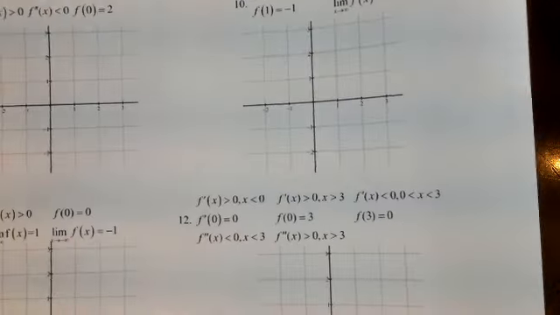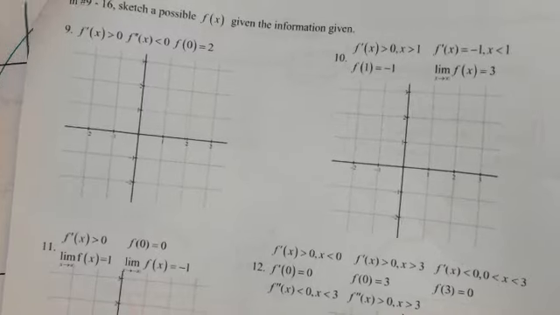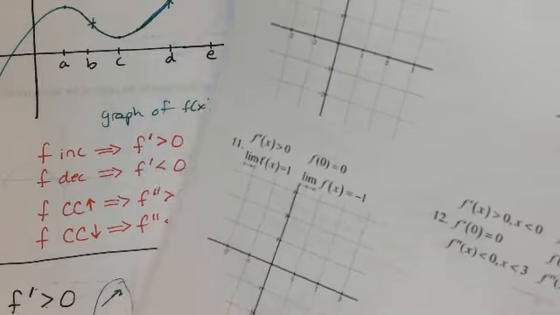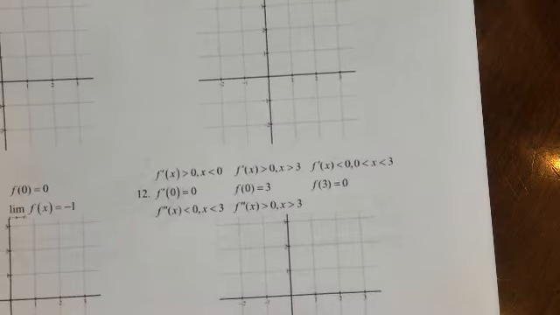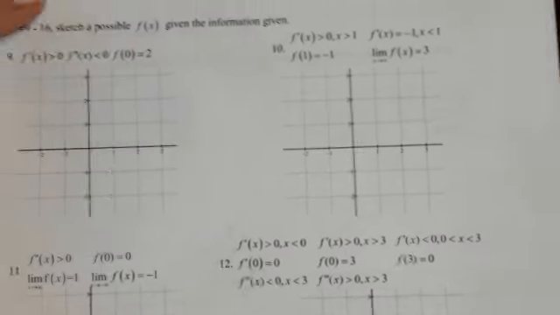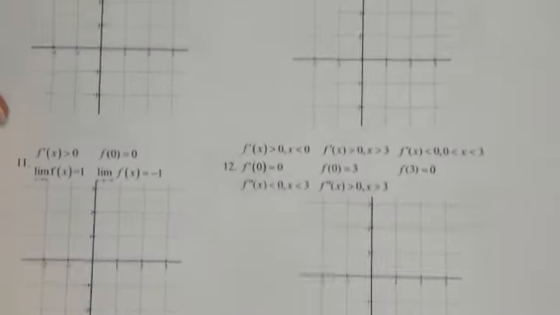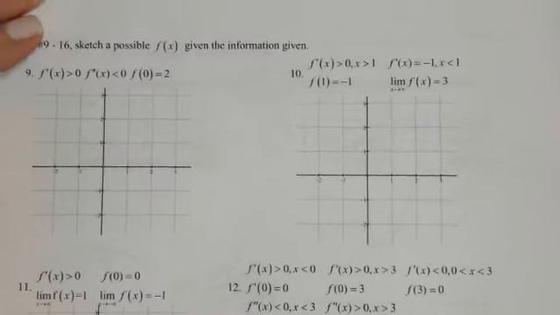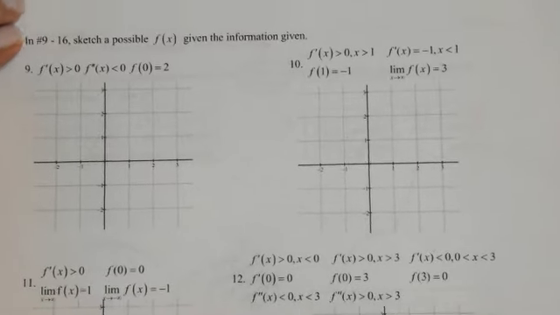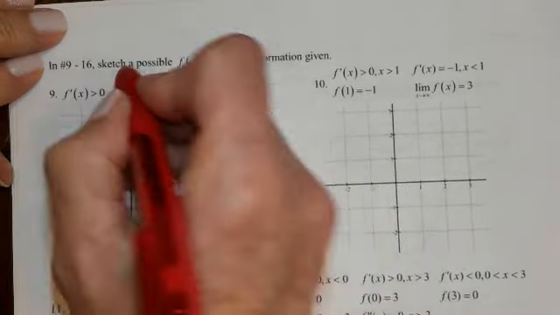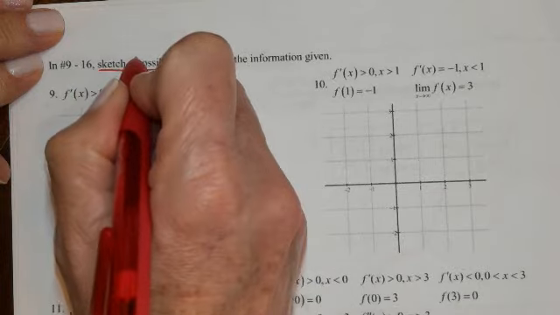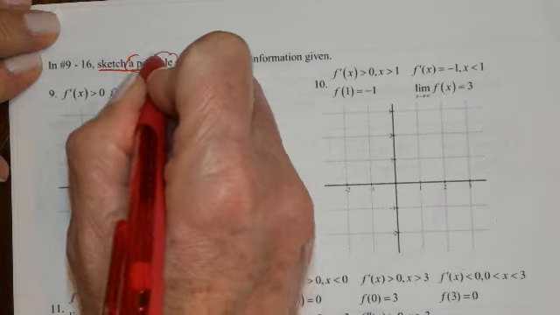Now let's take a look at the next page. Goodness, these pages are stuck together. There we go. All right. Okay, so here they're giving us lots of information, and we're supposed to sketch the graph of f. Sketch a possible graph of f.